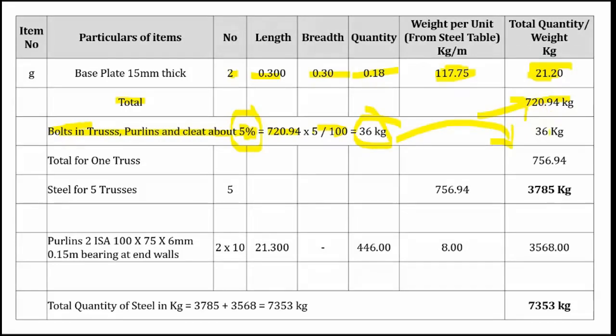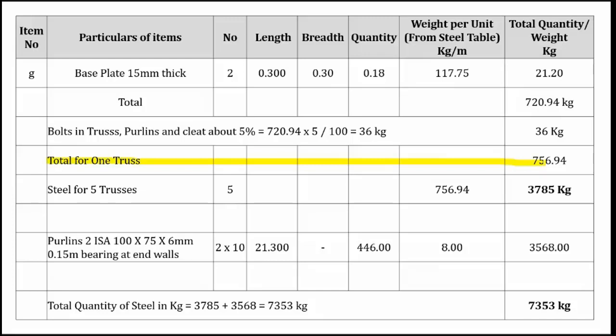Now we are going to add this 720 plus 36 kg, it will be 756.94. So this is for one truss. This is the total quantity of steel required for one truss. So how many trusses do we have now? We have 5 trusses, so we will multiply it by 5, and we will get a weight of 3785 kg. This is the total quantity of steel required for the steel shed.